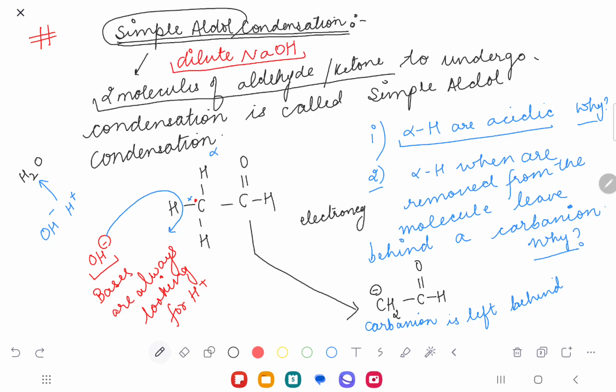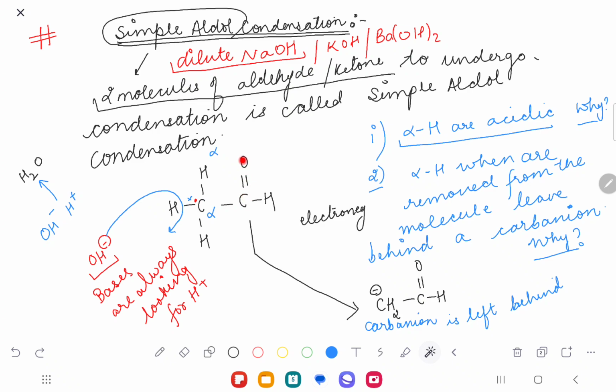My point is that if it is taking place in the presence of dilute NaOH, what is NaOH? NaOH is a base. I could have used dilute KOH, or dilute barium hydroxide. I could have used any base. So basically, what is that base going to do? That base is going to extract the alpha H, because that base is going to give you OH negative ion, and that OH negative ion is going to take away the H plus, the H plus of the carbon which is just connected next to the C double bond O group.